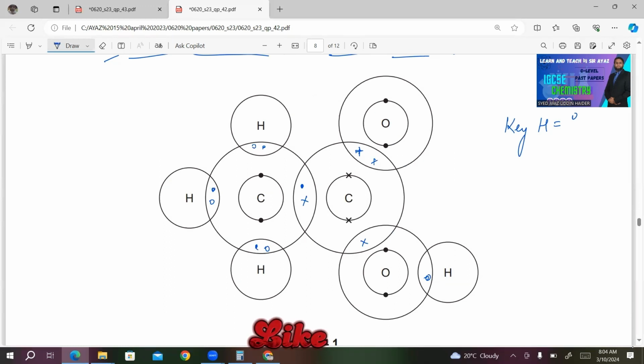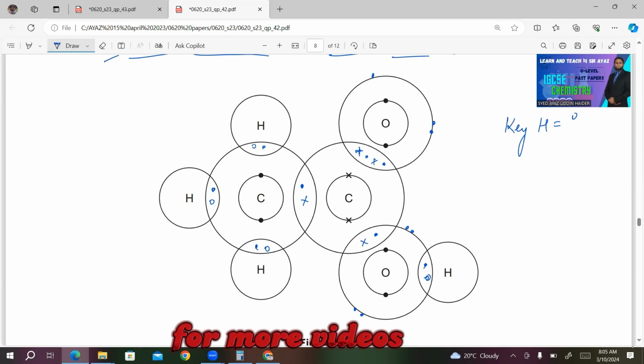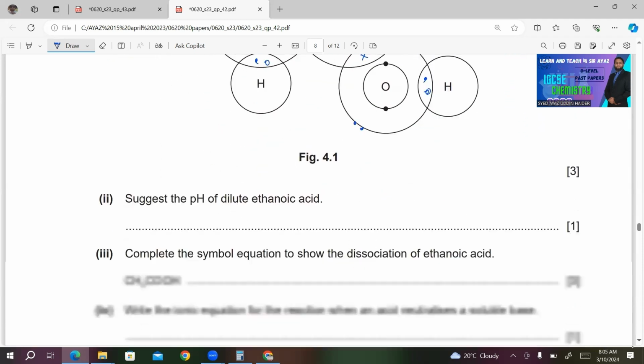What about oxygen? Oxygen has 6 valence electrons. So 2 electrons are already shown for the oxygen atom which is attached to hydrogen. 1, 2, 3, 4, 5, 6. Now the oxygen which is attached to carbon, 2 of the valence electrons will be shared with the carbon. 1, 2, 3, 4, 5, 6. So this will be the final dot and cross diagram for ethanoic acid.